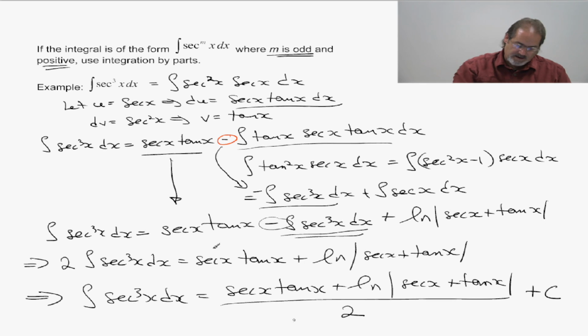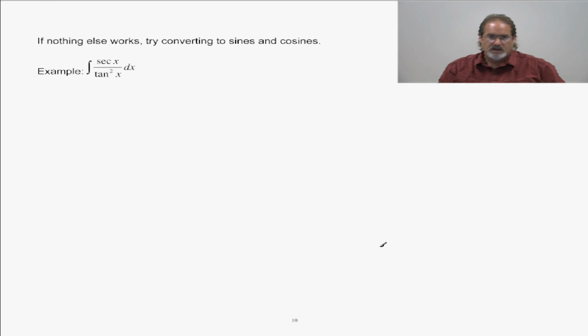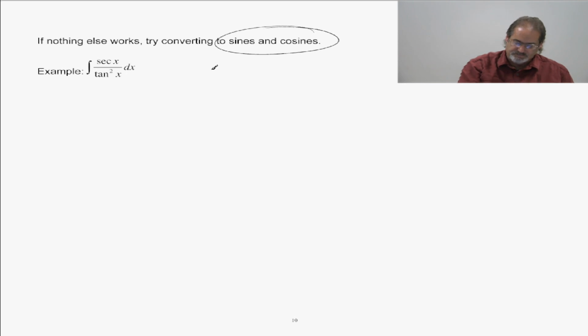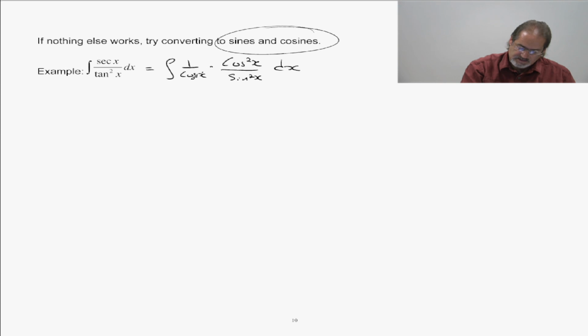All right, let's take a look here at the last example. If nothing else works, try converting everything to sines and cosines. And that's what I'm going to do with this example. This equals the integral of secant, that's 1 over cosine, times 1 over tangent squared, that's cotangent squared. So I'll have cosine squared of x over sine squared of x dx.